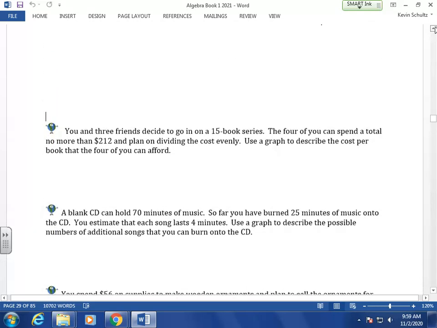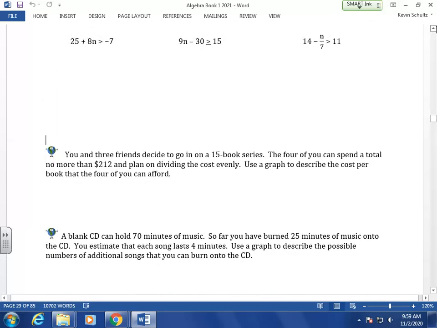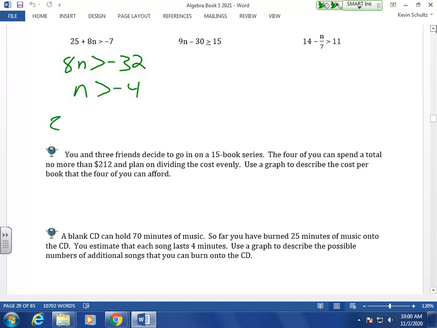Next three, down a little further. Not quite that far. We've got 25 plus 8n is greater than -7. Start by subtracting 25 from both sides. That gives us 8n is greater than -33, right? No, 32. Divide both sides by +8, so is our sign going to flip? No. So we get n is greater than -4.